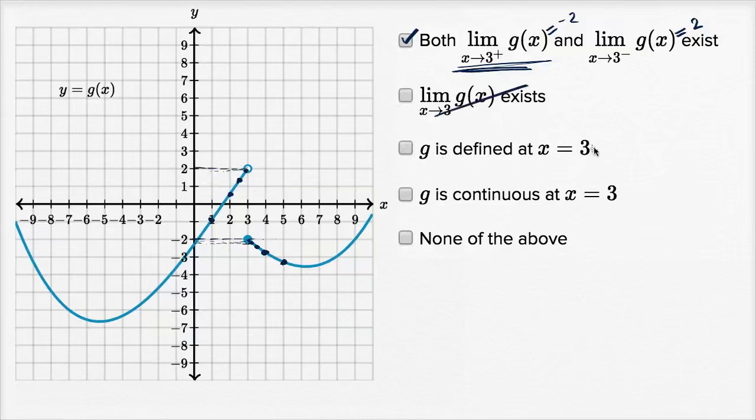g is defined at x equals 3. Well, when x equals 3, we see a solid dot right over there. And so it is indeed defined. g is continuous at x equals 3. Well, in order for g to be continuous at x equals 3, the limit must exist there. It must be defined there. And the value of the function there needs to be equal to the value of the limit. Well, the function is defined there, but the limit doesn't exist there. So it cannot be continuous there. So I would cross that out.